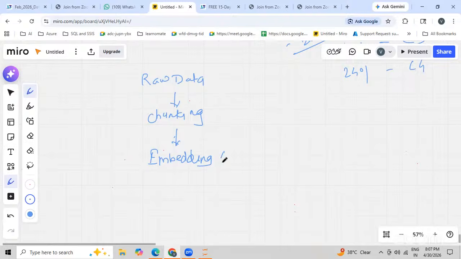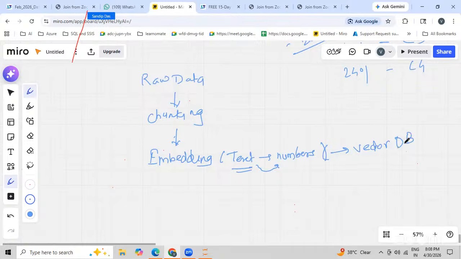Embedding means whatever the chunks you have developed, that textual information is converted into what? Numbers. It is simply whatever text information you have, converted into numbers, and that is your embedding. So where is this embedding going to be stored? In the vector DB.